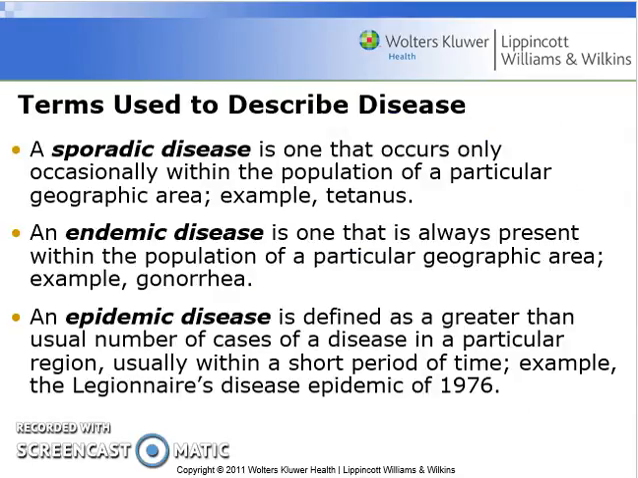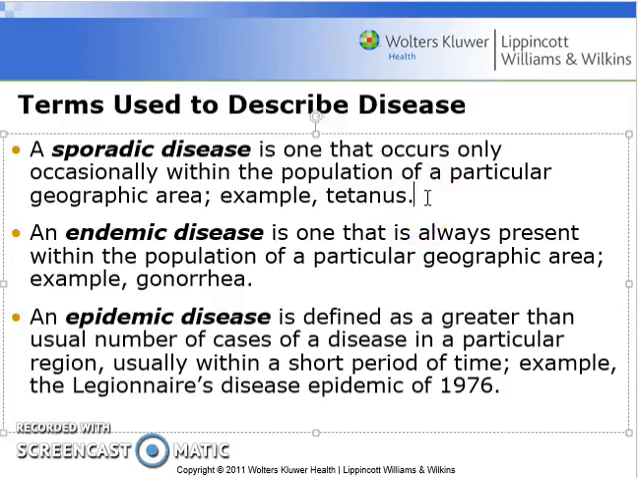Some other terms that are used to describe disease by individuals who study diseases in populations are epidemic disease, endemic disease, and sporadic disease. Sporadic disease is a disease that occurs on occasion, essentially. So every now and then you see it show up in a population, and it might be in a particular region or a particular geographic location.